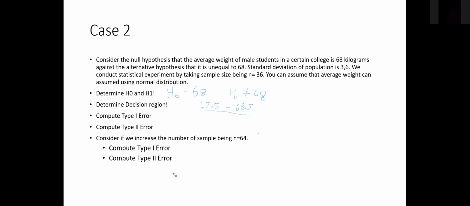And for the type 1 error or the alpha for the n equal to 36, the formula is we're using Z table. Actually, we are using calculator, but I transform it into the Z form first. So the alpha is like this for the n equal to 36.